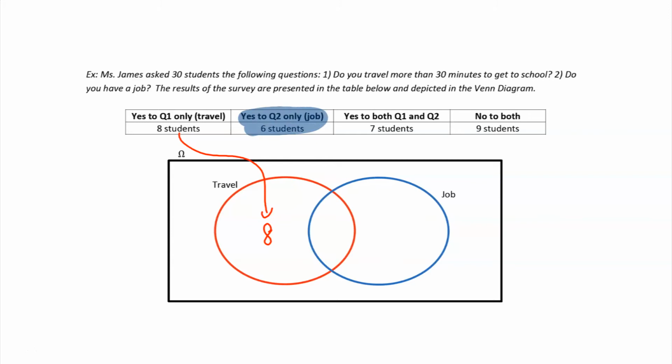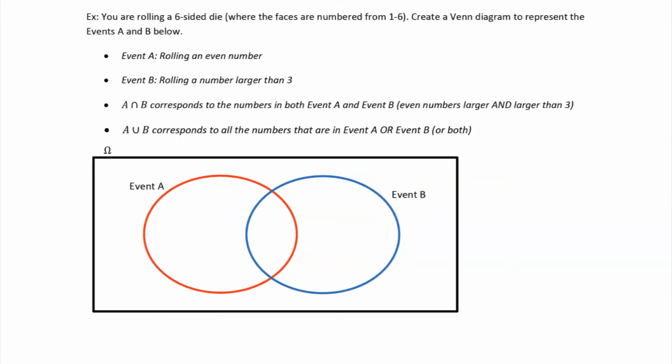Now the students that responded yes to question 2 only, they end up in the blue area. The 7 students that responded yes to both question 1 and question 2 are in the space where they overlap. And finally, the students who said no to both are in the space outside both circles, but inside the black box. Let's look at another example.